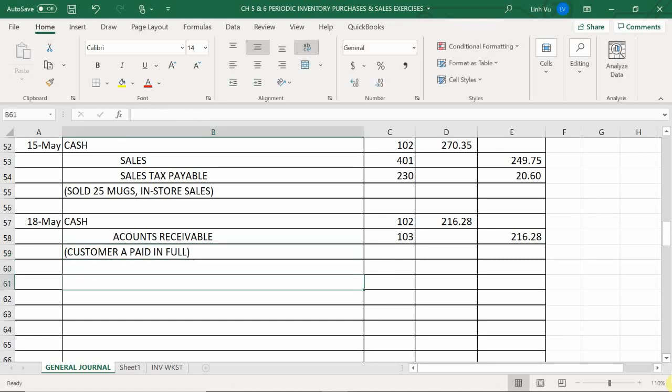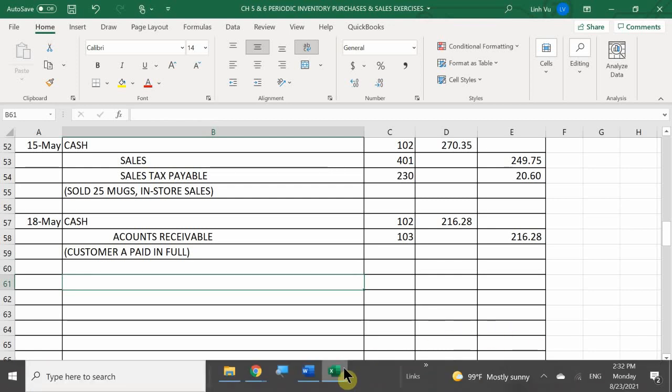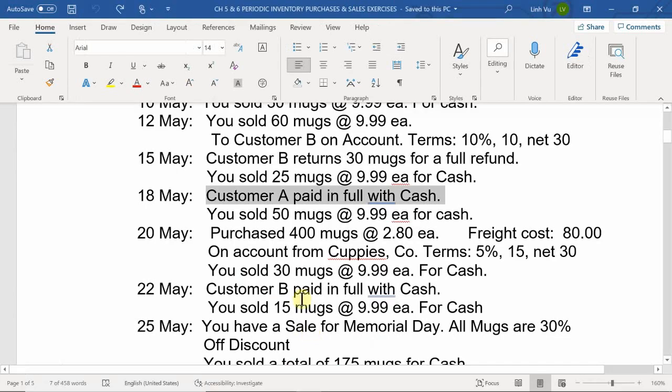Okay? Good. Now, because this transaction was that they paid in full, does that affect our inventory worksheet at all? No. Okay, once again, this doesn't even affect your sales either because in this context, they simply paid. That's it. They simply just paid. Okay. All right.